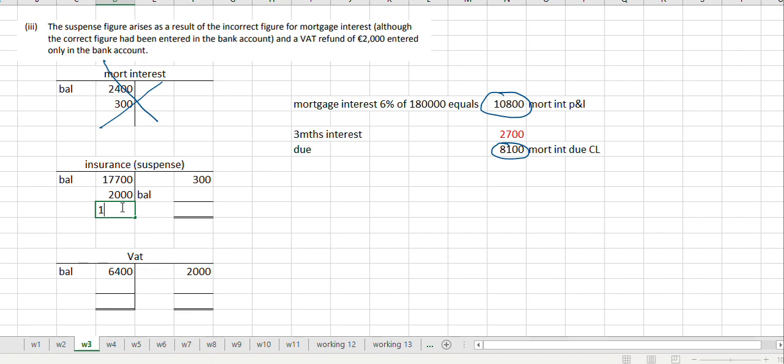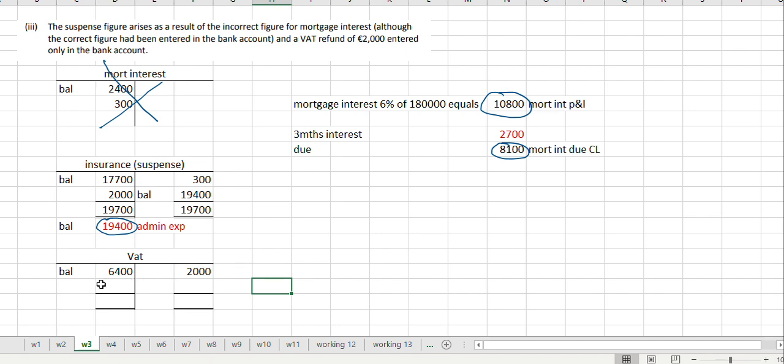I would get 19,700. I need 19,700 on this side. My balance is 19,400, which comes down on the debit side here. That is now my figure. So I will circle it. That is my figure for insurance, and that would be an admin expense.